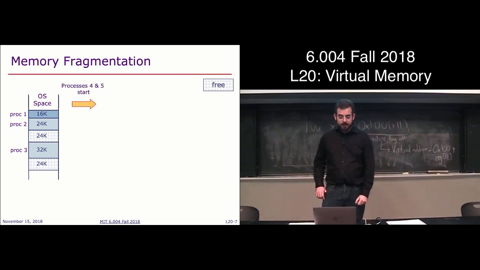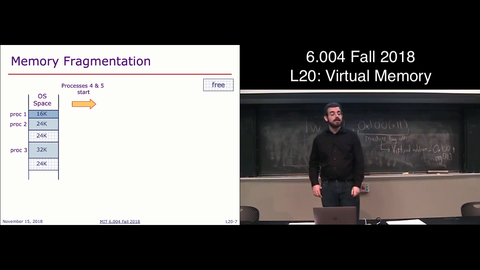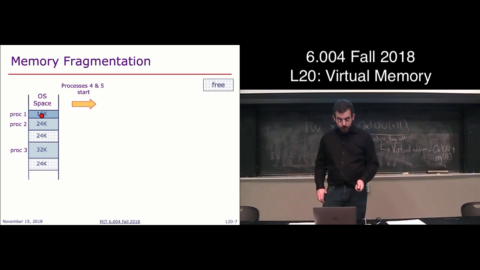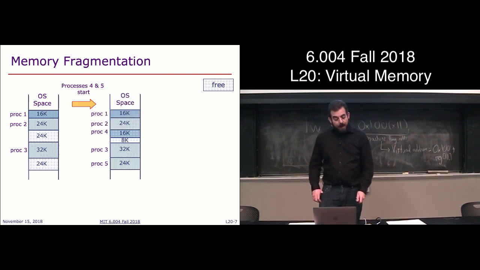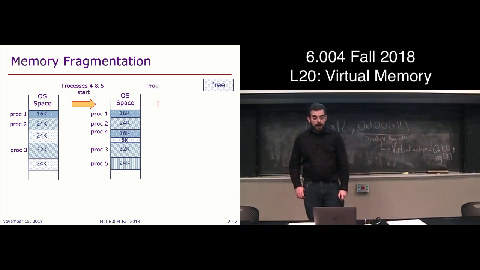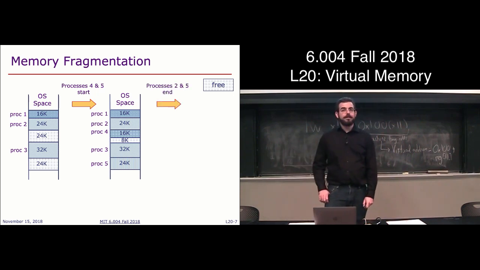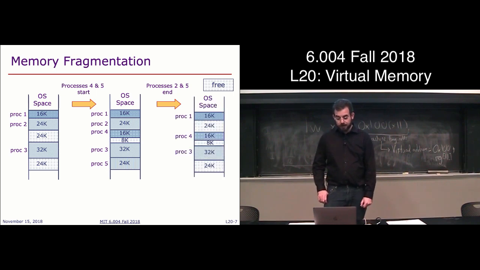And so suppose that you're in this situation where you have three processes running in the machine, and they're running in these locations, right? Process 1 has a chunk of 16 kilobytes of memory. Process 2 has a 24 kilobyte chunk. Then there's this free chunk of 24 kilobytes of memory, and process 3 has a 32 kilobyte chunk. All right, so let's say we start processes 4 and 5. And at this point, we allocate process 4 over here, leaving an 8 kilobyte chunk of free memory. And then process 5 runs in this free 24 kilobytes of memory. Now, assume that processes 2 and 5 finish. And so now what we're left with is the following situation.